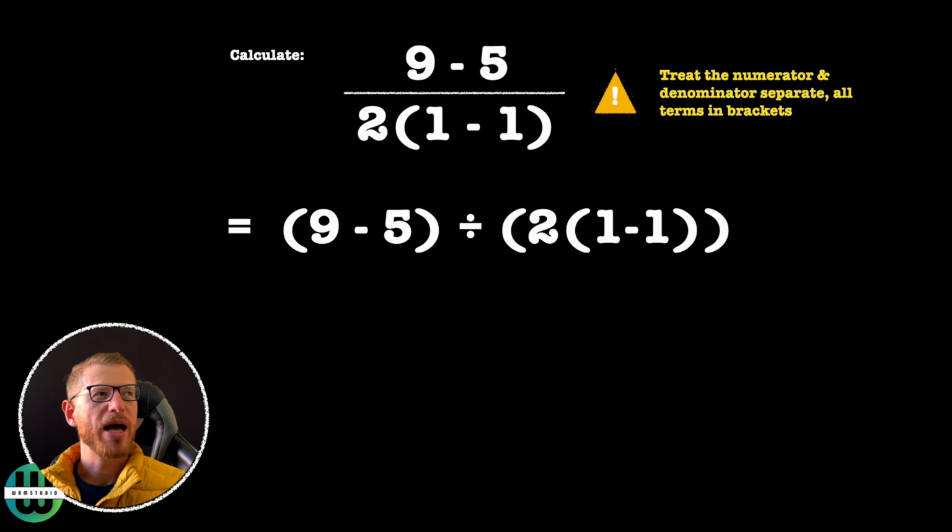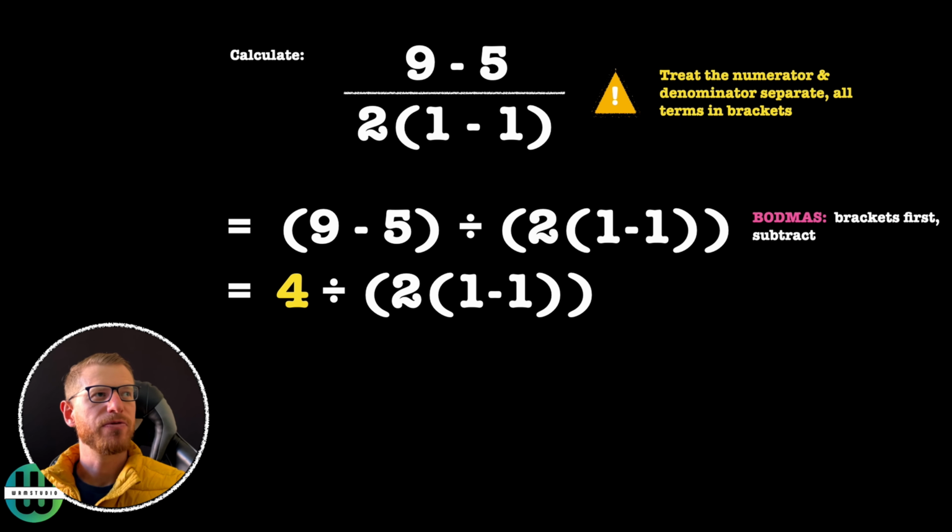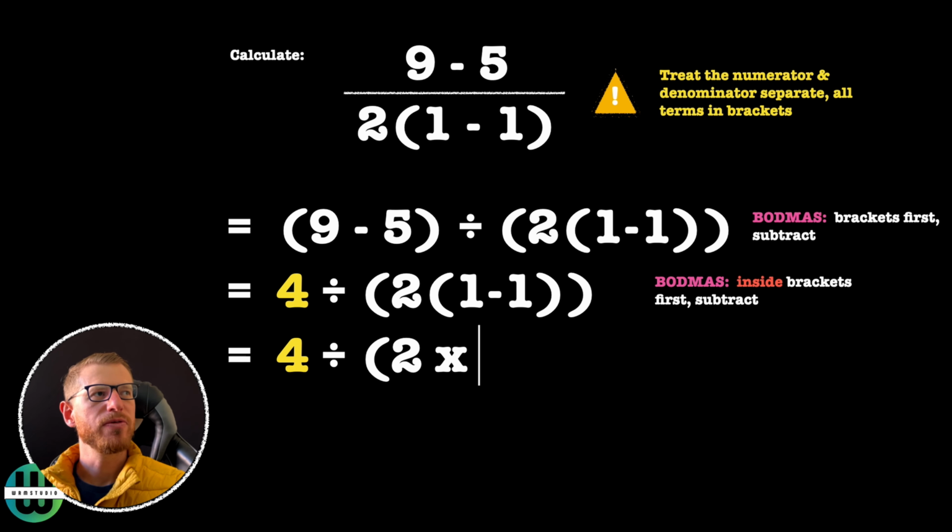Let's work with our 9 minus 5 first. I'm going to use BODMAS and I'm going to subtract inside those brackets. So I'm going to have left 4 divided by, and then I've got my nested bracket setup. Now I'm going to do my inside brackets first, and I'm going to subtract. 1 minus 1 is 0. So now I've got 4 divided by 2 times 0.